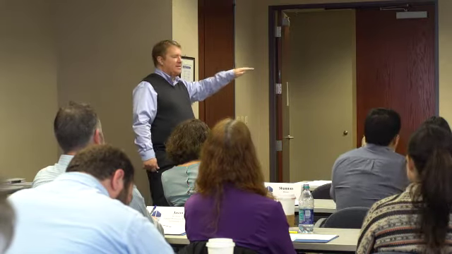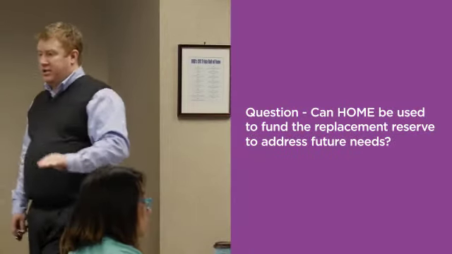But the PJ has to take into account the useful life of the major systems, and if those major systems or components have a useful life left of less than the anticipated affordability period, then we either need to go ahead and replace them or account for their replacement within a reserve calculation. Home funds cannot directly capitalize the reserve.